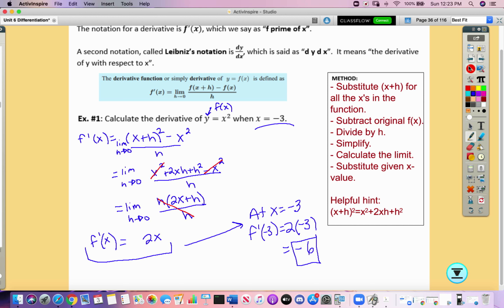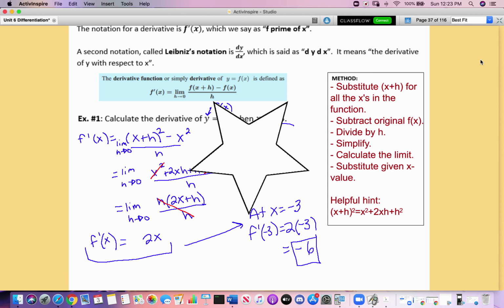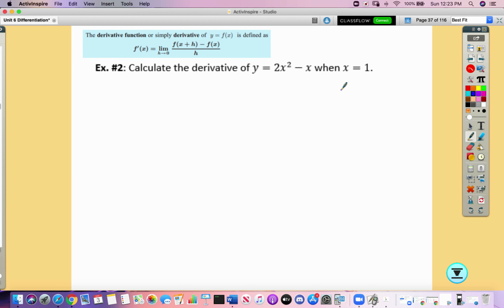That's all the limit is. But let's try it again. I promise that you will have a question on your test that asks you to use first principles to calculate a limit. So you're going to want to have a lot of practice. But I think once you do a couple of them, you'll start to get the hang of it. So again, here we go. I'm given a particular value of y, and I want to know the derivative when x is equal to 1.